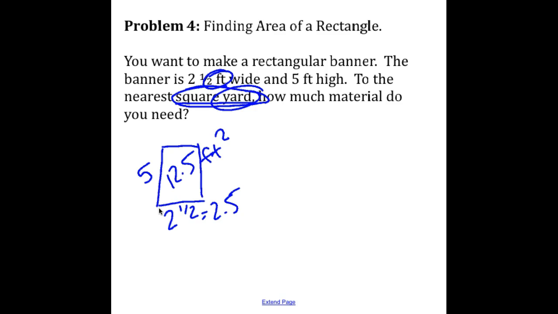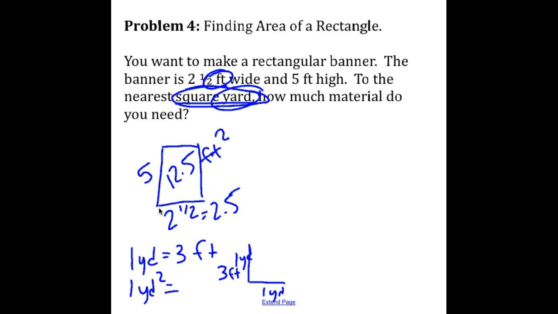So you have to think about, okay, 1 yard is 3 feet. 1 yard squared, how much is that? Well, that's really going to be 1 by 1 for yards. But in each yard, there's 3 feet, so it's really going to be 3 feet by 3 feet. So the total area of that box in feet would be 3 times 3, 9 feet squared. So 1 yard squared is 9 feet squared.